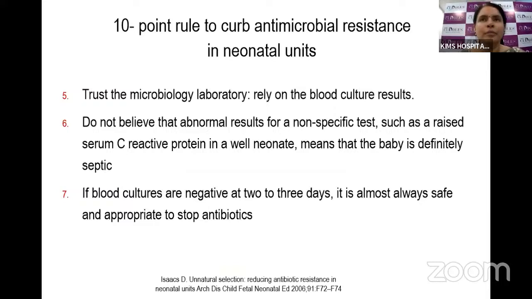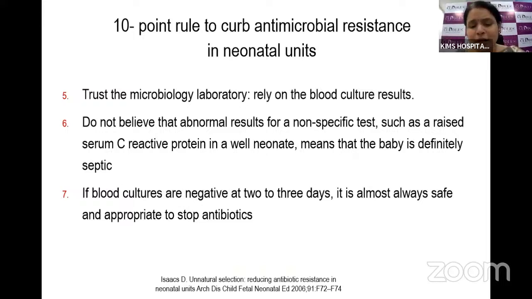Prolonged treatment of newborn babies merely on the basis of a positive CRP or a positive procalcitonin, even in the presence of negative blood cultures, can lead to a lot of overtreatment. Sixth, do not believe that abnormal results of a non-specific test like a raised serum C-reactive protein in a well neonate means that the baby is definitely septic. Definitely not. A baby who is having significant clinical signs of infection may still be considered a justifiable reason for empirical antimicrobial coverage, but never ever go by the results of a positive C-reactive protein in a stable or a well neonate as a justification for the prolonged usage of empirical antibiotics.